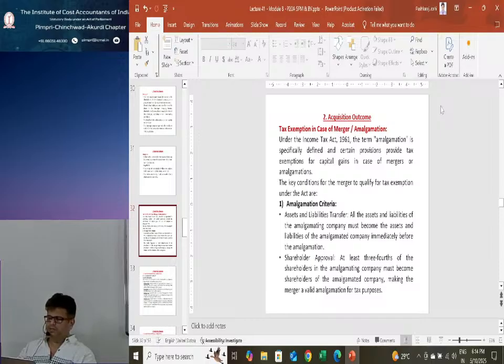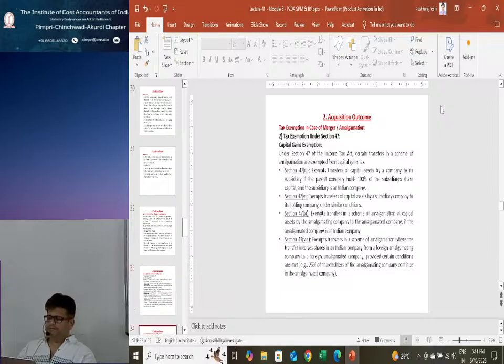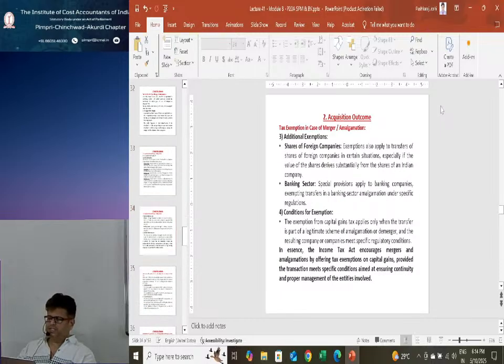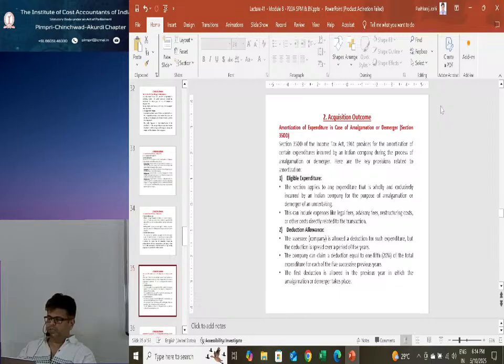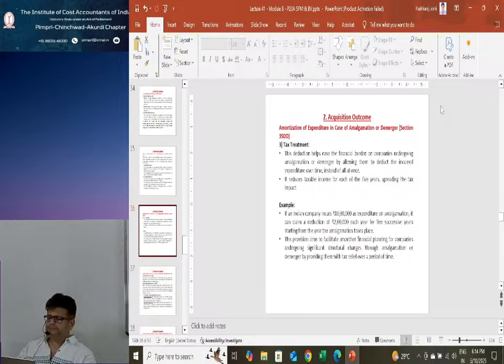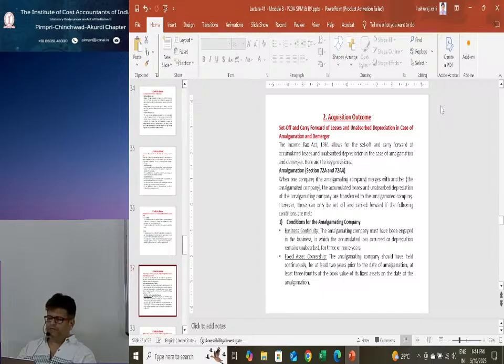Then in detail we went through tax implications: amalgamation, demerger, slump sale, then tax exemptions in all these cases of merger, amalgamation, slump sale, capital gains exemption, additional exemptions, and conditions that are required to be applied. Then we saw amortization of expenditure in case of mergers and acquisitions and demergers, the tax treatment, then set off and carry forward of losses and unabsorbed depreciation in case of amalgamation and demerger.